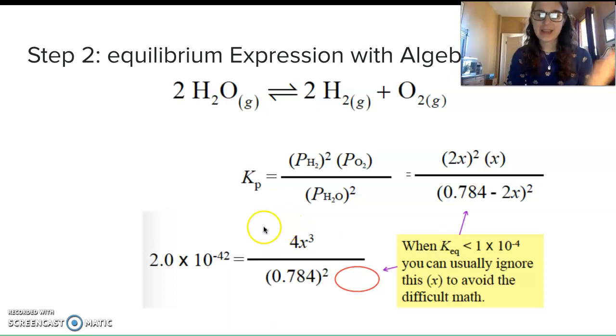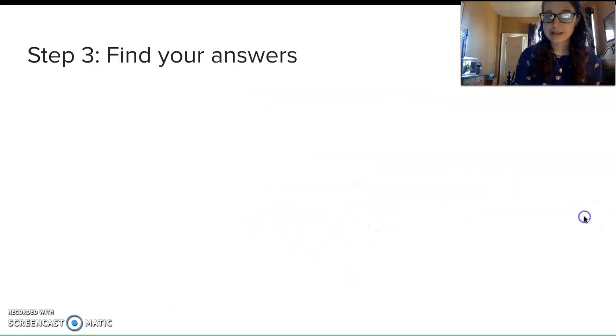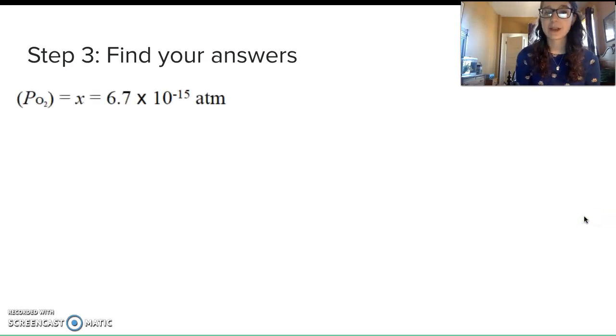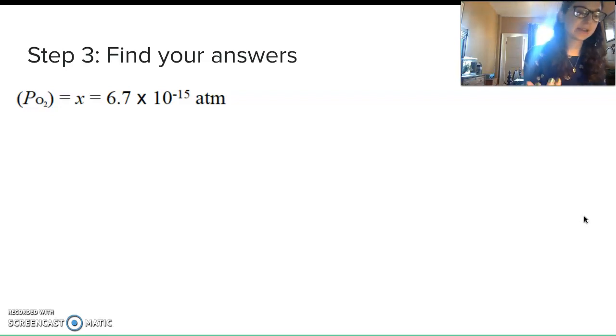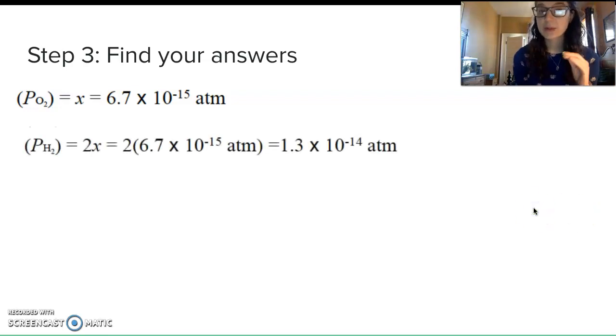So there we have a simplified equation where we can now solve for x. By solving for x, we can find our answers. X is equal to 6.7 times 10 to the negative 15 atmospheres. For O2, since it is just x, that's our answer for the pressure of O2. For H2, remember it's 2x, so we have to do 2 times that value, which gives us 1.3 times 10 to the negative 14 atmospheres.